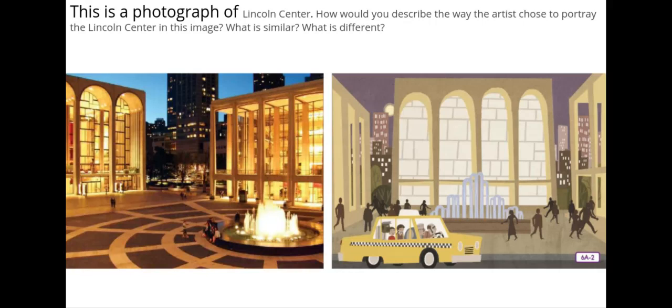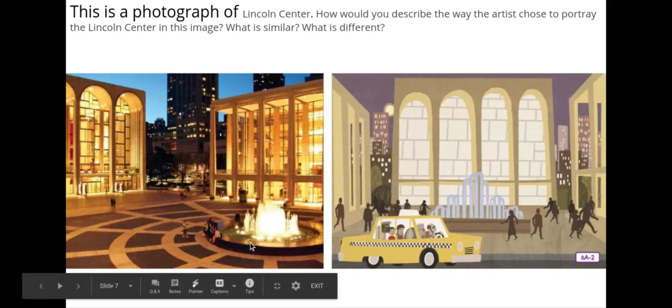What do you see? You can see the fountain and the tall, pretty buildings. One thing I don't see in the illustration is the design on the ground that you can see in the photograph.